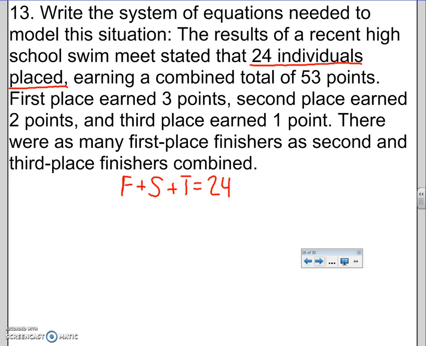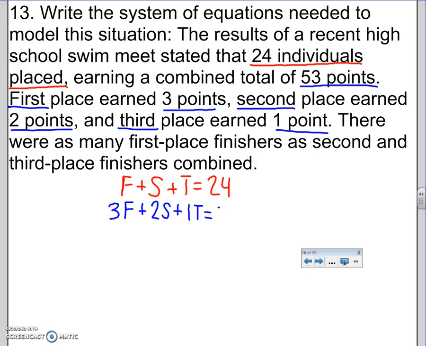Now I need a points equation. So 53 total points. Now this is where we use this. First is worth 3 points. Second is worth 2 points. Third is worth 1 point. So this would be 3 points for every first place finisher. That's what F stands for, every first place finisher. Plus 2 points for every second place, so 2 times every second place finisher. Plus 1 point for third, so 1 for every third place finisher. That was a total of 53 points.